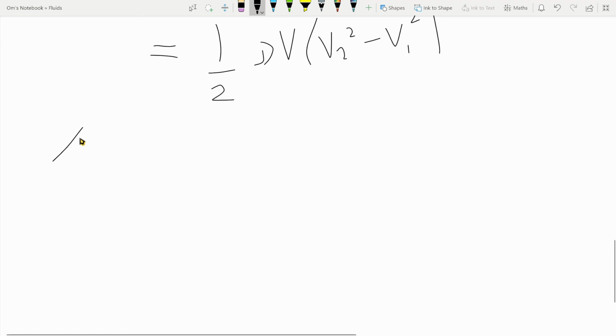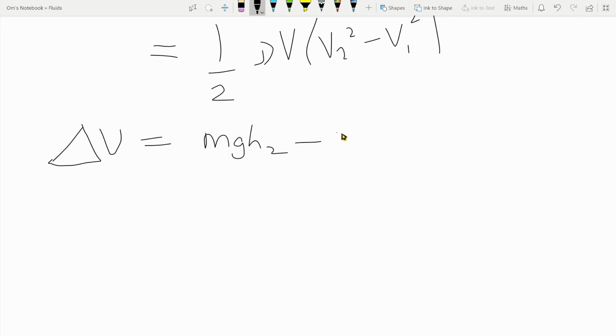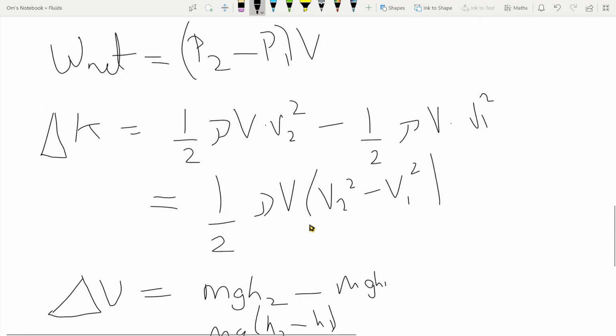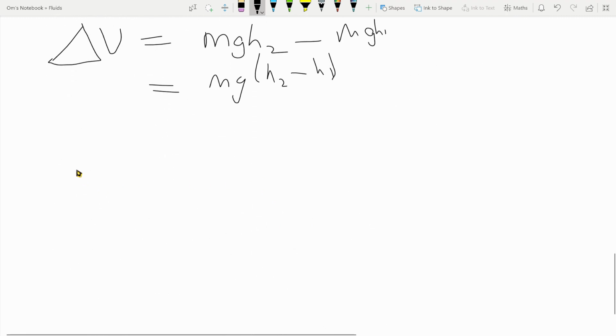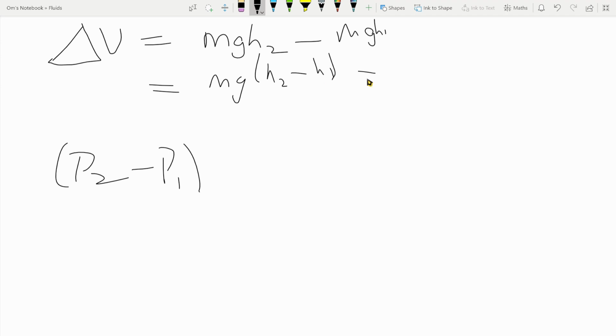And lastly, for an expression of gravitational potential energy, we can write m g h2 minus m g h1. So this will be equal to m g into h2 minus h1. Alright, so now that we have all of our terms, let us put them into the equation. So we can write this as p, no, my bad, it's not p. It's p2 minus p1 into the volume. And again, we don't want m over here, I forgot about that. We'll have to write this as rho V into h2 minus h1.